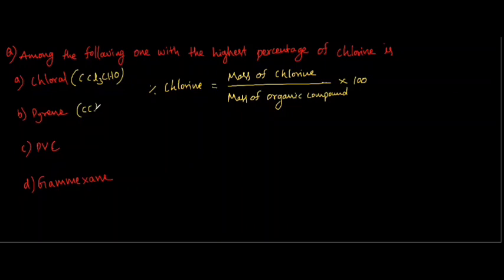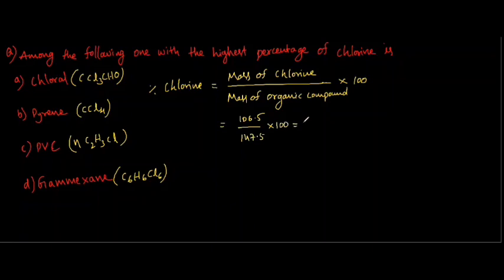Here, pyrene CCl4, PVC, and gammexane C6H6Cl6. Now the percentage of chlorine in chloral equals 106.5 divided by the mass of the organic compound, 147.5, into 100, which equals 72.20.